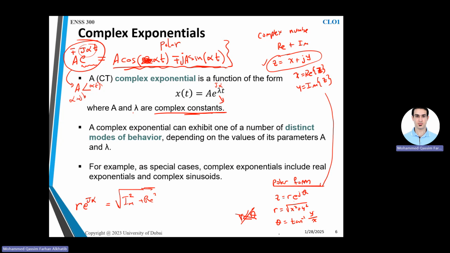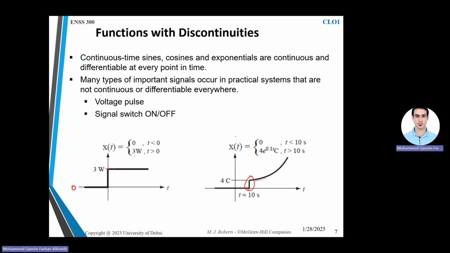Going backwards is very unusual. It's been a while since I've done that. Okay, discontinuities are still discontinuous. It's not continuous in value, but in the time domain it's still continuous. Like here at t equals 10 seconds, there are values. So continuous-time sines, cosines, and exponentials are continuous and differentiable at every point in time.